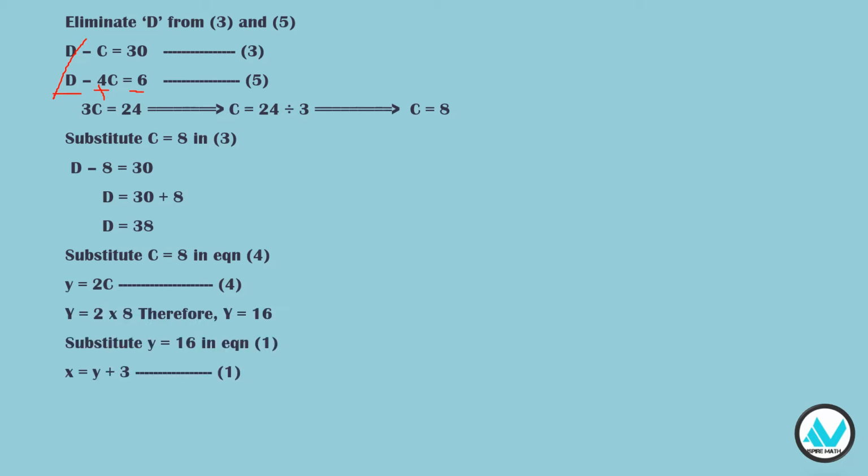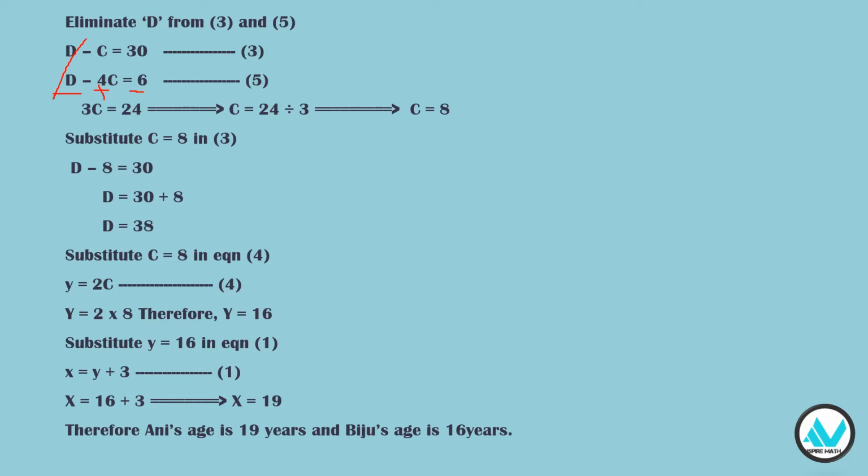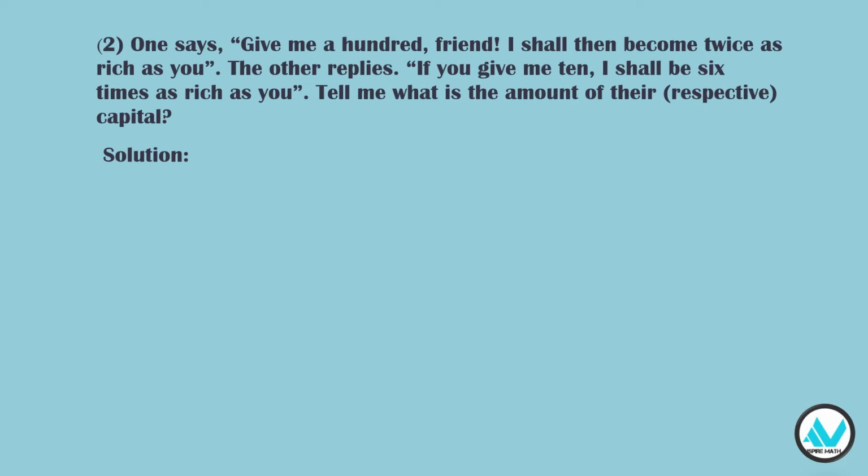Now substitute y equal to 16 in equation 1. Equation 1 is nothing but x equal to y plus 3. So x equal to 16 plus 3, which gives me x equal to 19. Therefore Ani's age is 19 years and Biju's age is 16 years. Let's move to the second question.